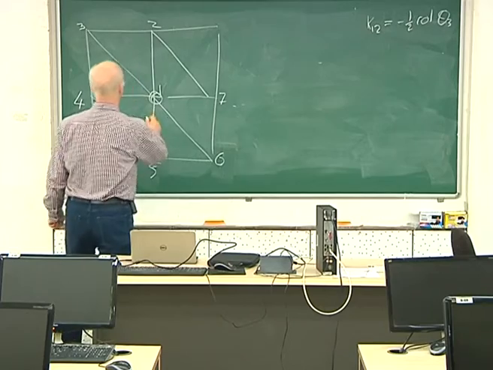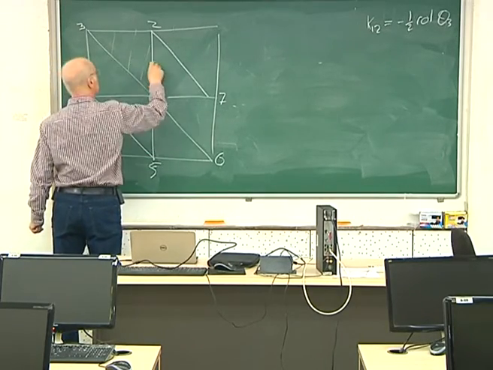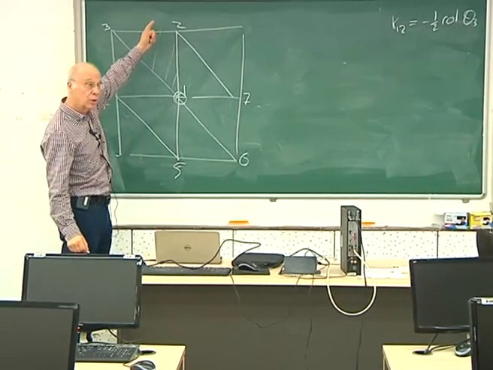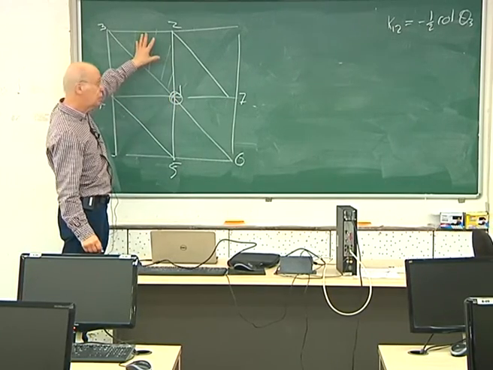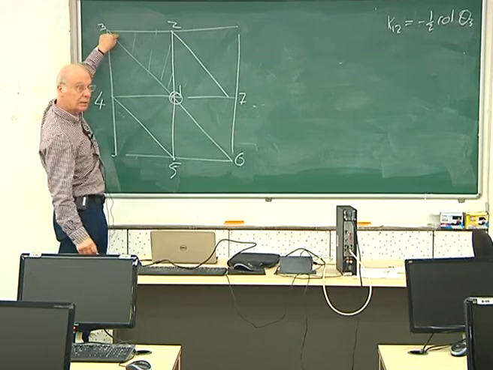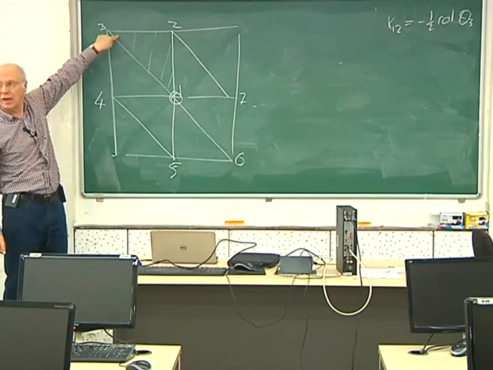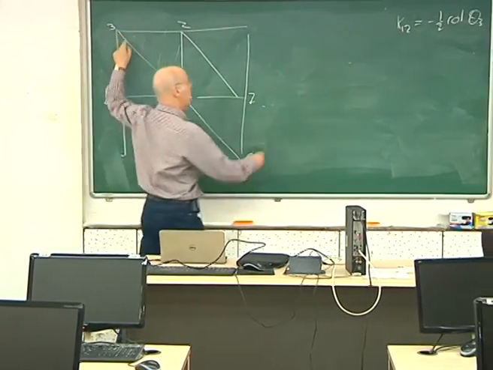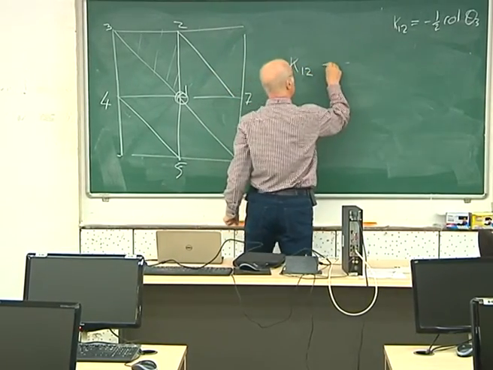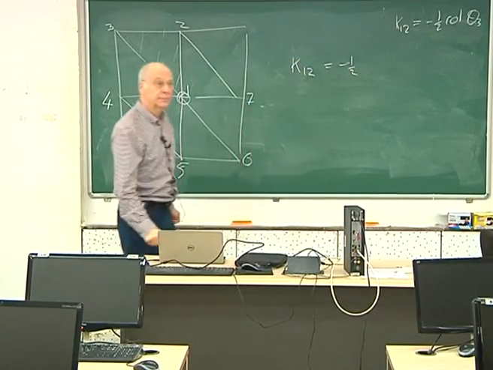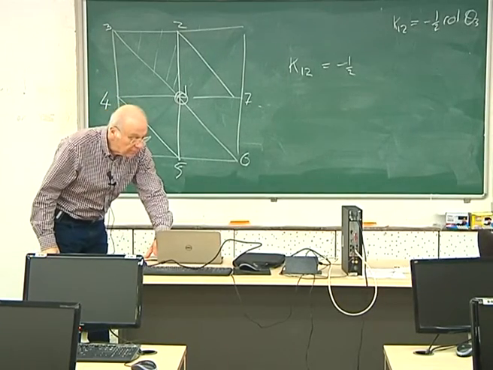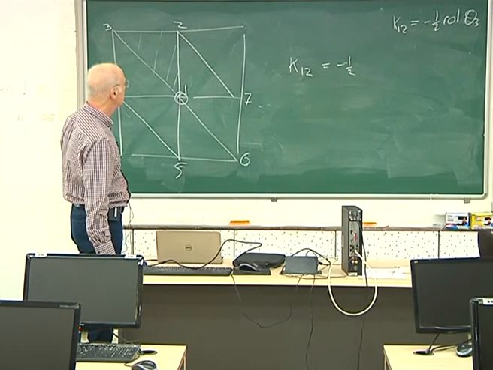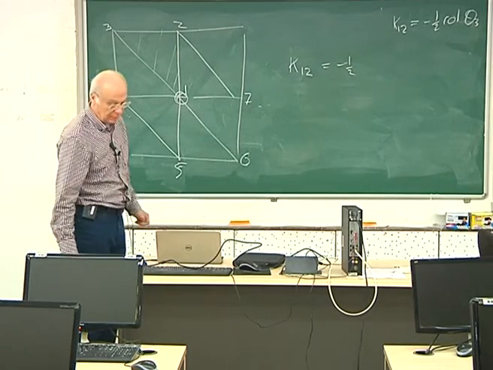So for triangle 1, 2, 3, I'm going to look at this triangle here. And I'm interested in the contribution to K12 from this triangle, and it involves angle 3. Angle 3 is 45 degrees. Cotangent of 45 degrees is 1. So I'm going to get a contribution to K12 of -1/2. Do I believe that? Yep.